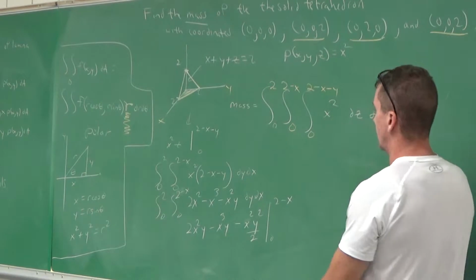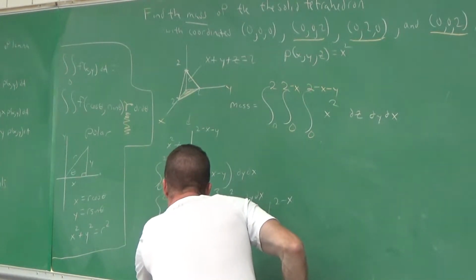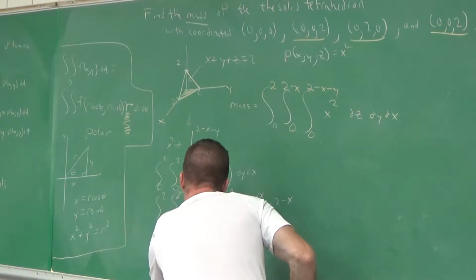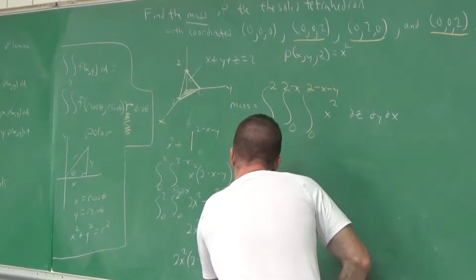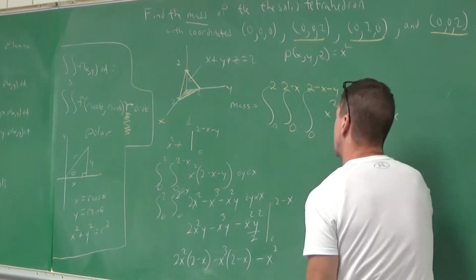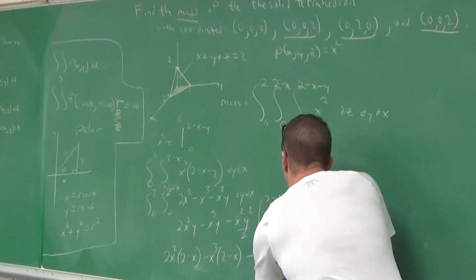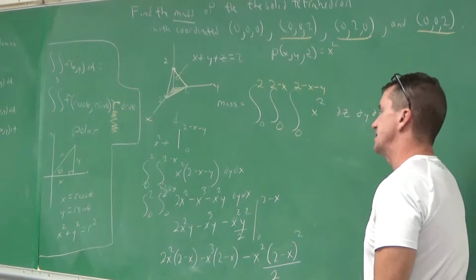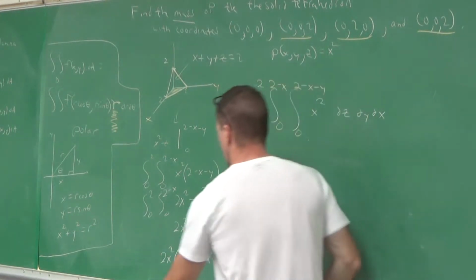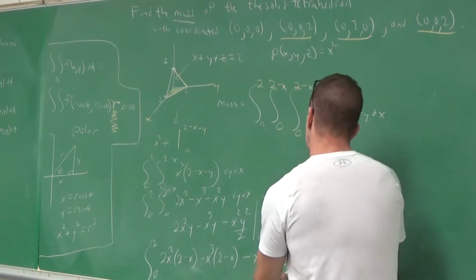I can't even write it right now. 2x squared times 2 minus x, minus x cubed times 2 minus x squared times 2 minus x squared over 2. But then when you plug in the zeros, what do you get? But everyone, I'm excited because we now have this down to a what?